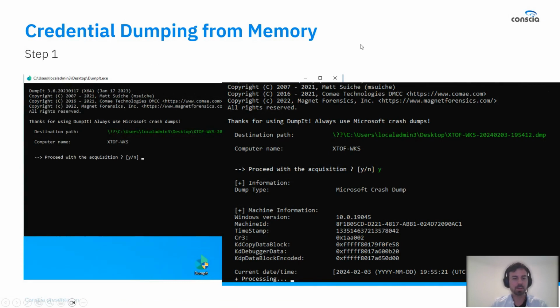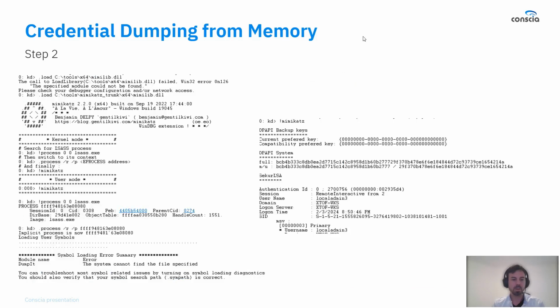So switching back here to the slides, the first step is kind of trivial. You just execute DumpIt and do the memory dump. Then you load Mimikatz and switch the process address to the LSASS process of the memory dump. And then you execute Mimikatz, as you can see here on the right side, and what you will get is the standard output of Mimikatz.